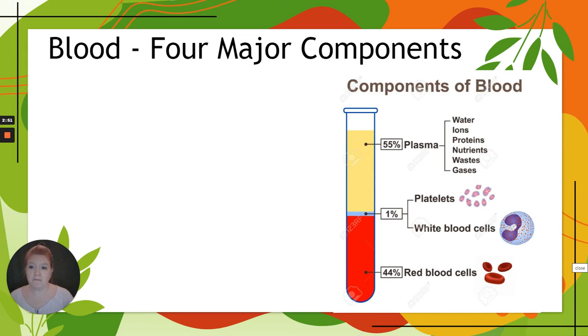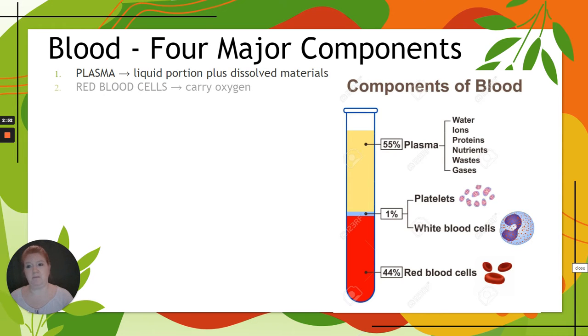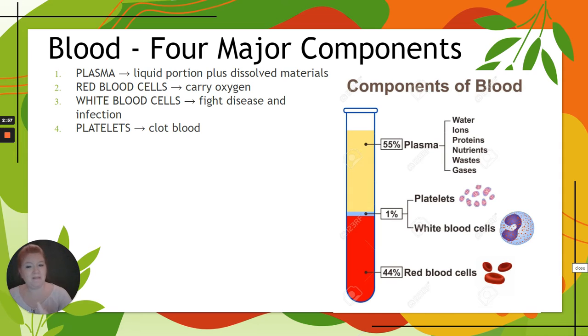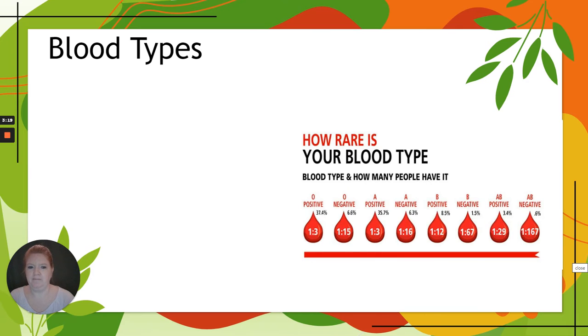All right, there are four major components of blood. We have plasma, red blood cells, white blood cells, and platelets. So plasma is the liquid portion. It has all that dissolved stuff in it. Salts, nutrients, waste, gases. Red blood cells are the erythrocytes, and they're what's going to carry oxygen. White blood cells, they're lymphocytes, and they're going to help fight disease and infection. And platelets are going to help clot the blood. Platelets are not actually cells, they're just cell fragments, so pieces.